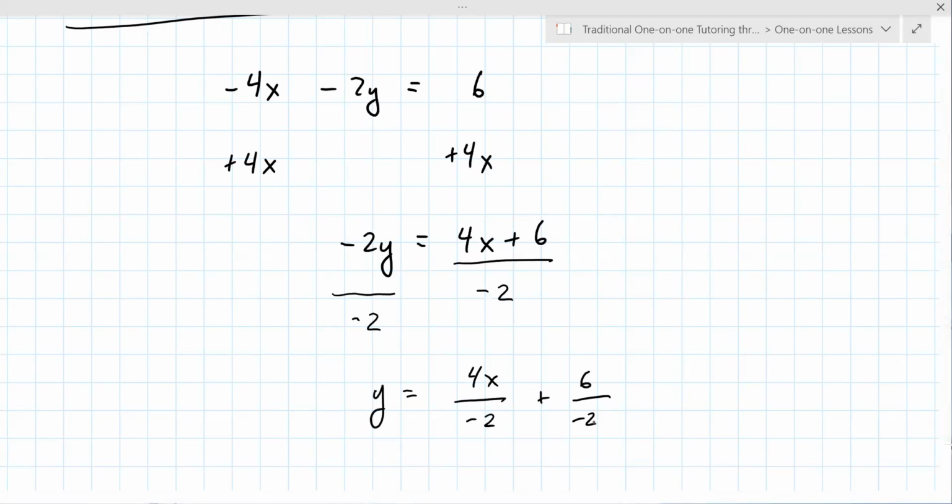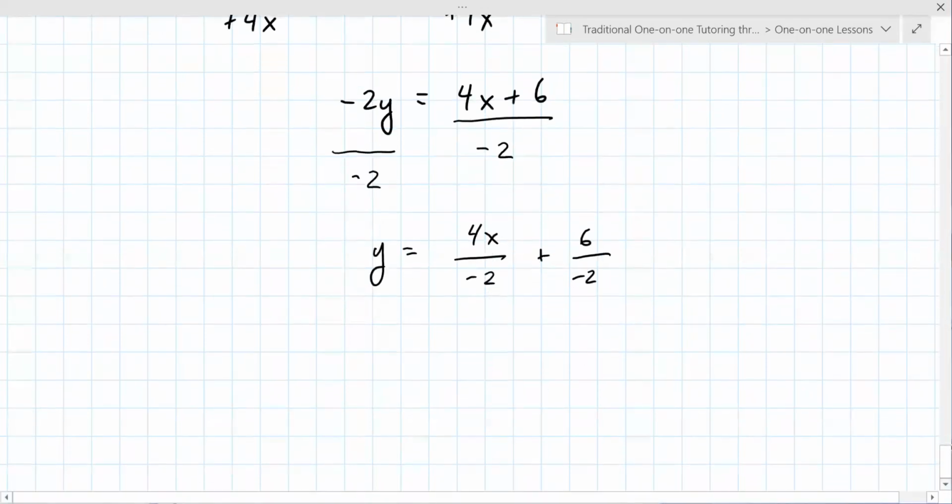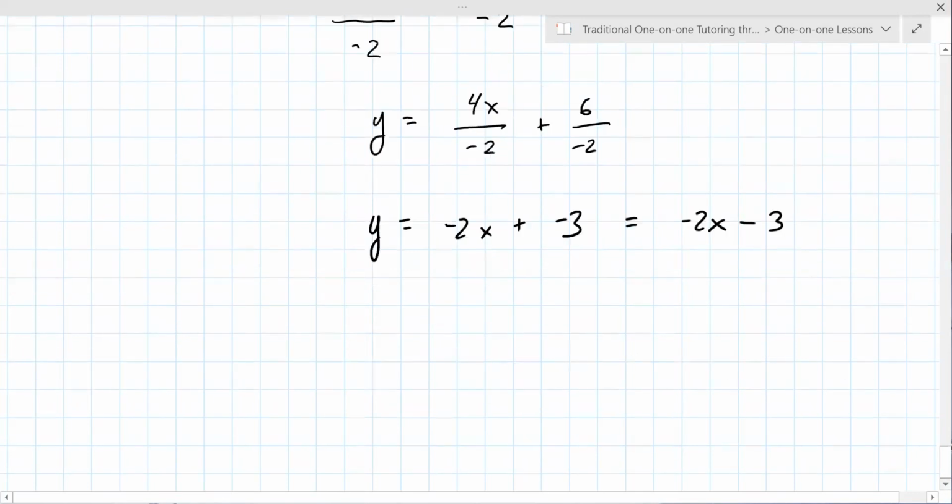Okay. So now what is 4 divided by -2? -2. Okay, what is 6 divided by -2? -3. Right, and then if you want, you can write it this way, -2x minus 3 or -2x plus -3. Either way, like that is good. Okay, let's do another one here.